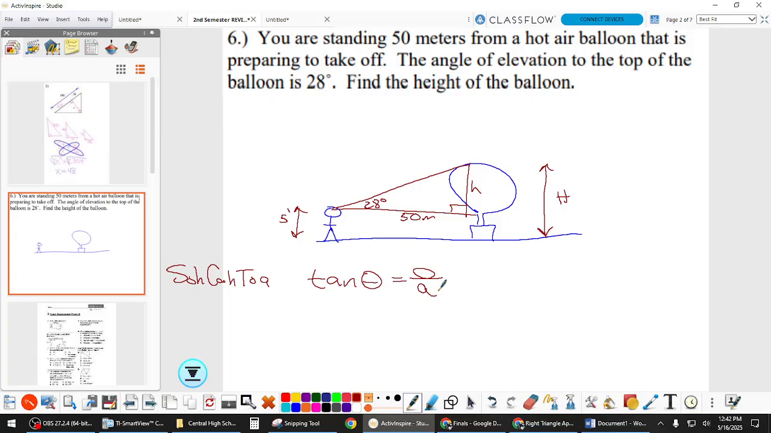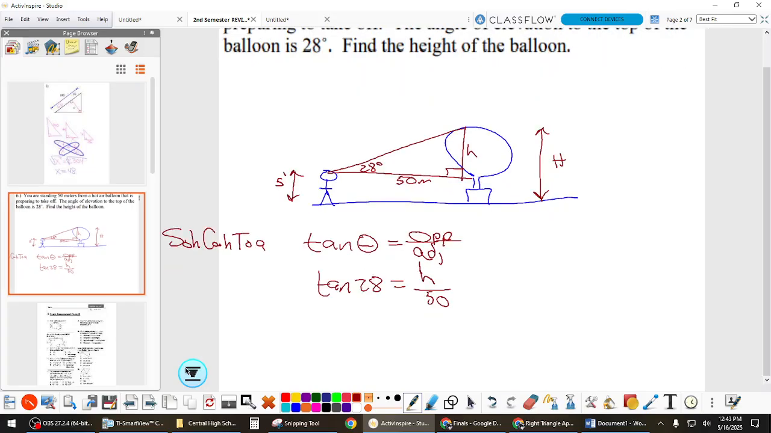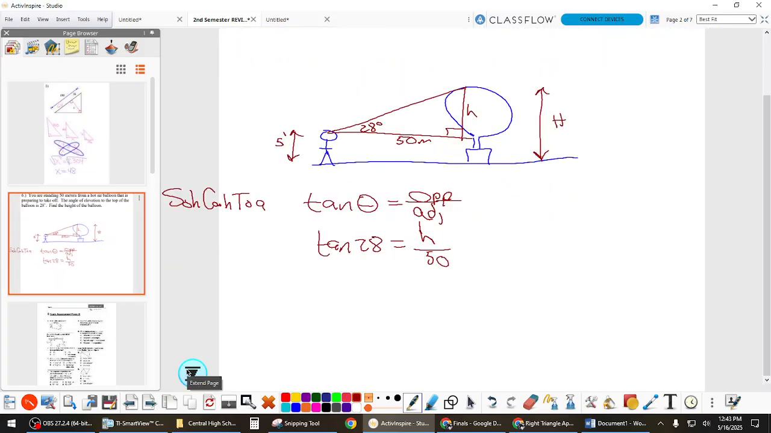Opposite over adjacent. I'll put some letters on here. That would make more sense. So, tangent of 28 equals little h over 50. How do we solve for h in that case? Get it by itself. So multiply 50 by both sides. Yeah.